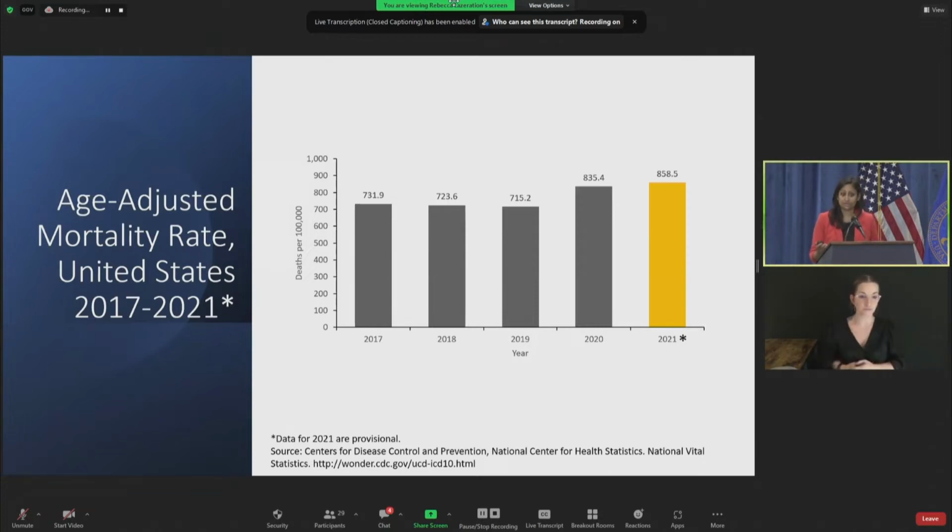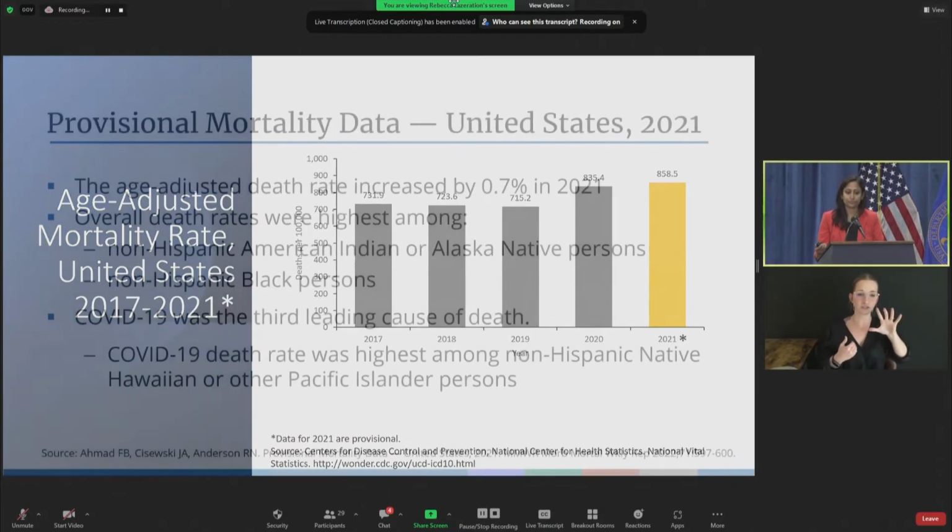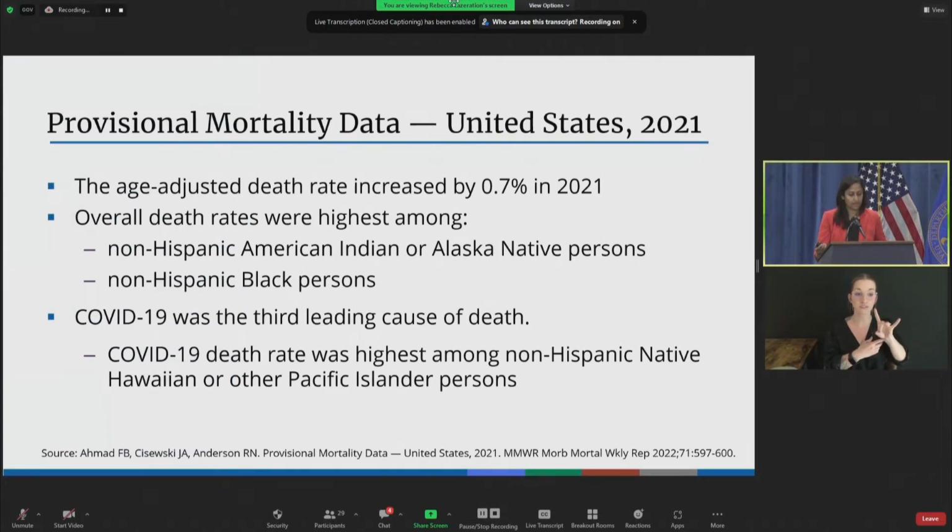So I'll dive into the data. First, we'll look at overall age-adjusted mortality rate in the United States. I've presented the numbers for the last 5 years, but for 2021, the rate was 858.5 deaths per 100,000 population. In 2021, the death rate had increased by 0.7% from the rate in 2020.